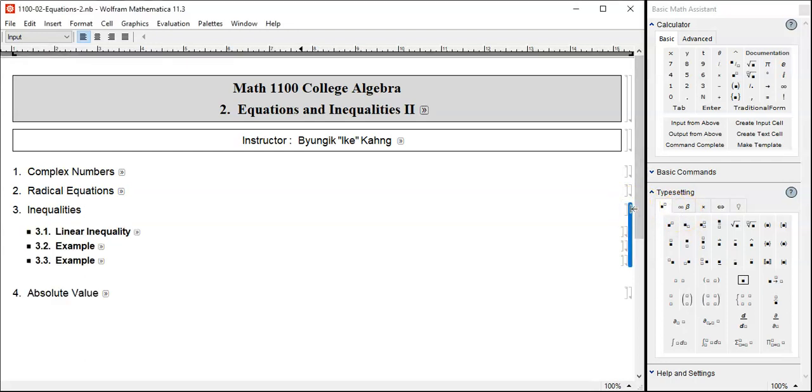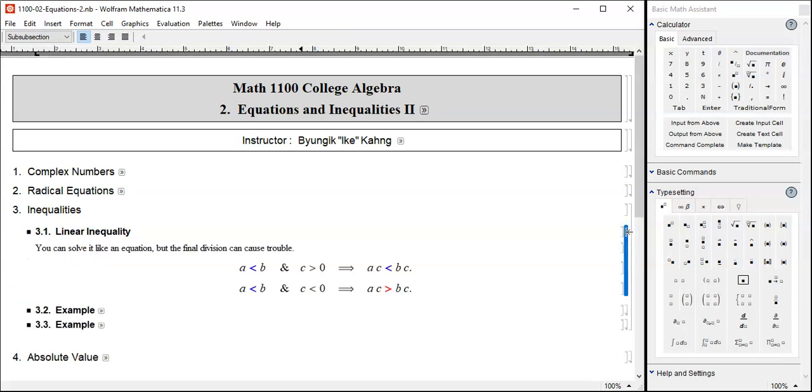Section 2 was really hard. Section 3 is not going to be too bad. Basically, the linear inequality uses this property. If you multiply a positive number to an inequality, no change. The inequality is preserved. If you multiply a negative number, then you have to flip the inequality. That's basically it.